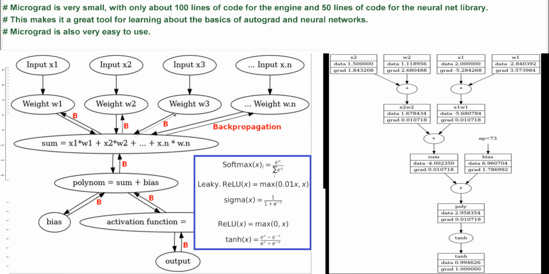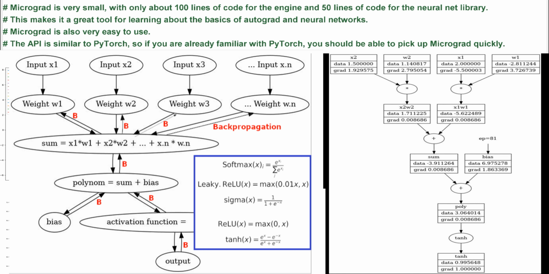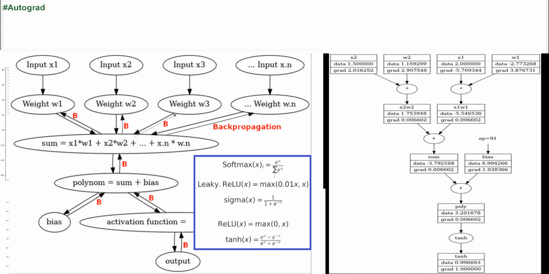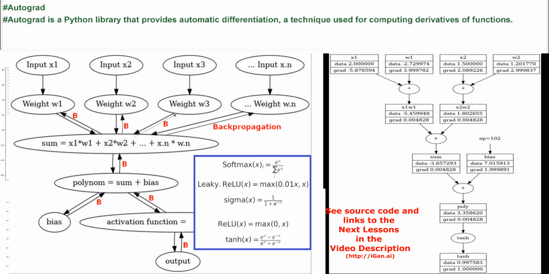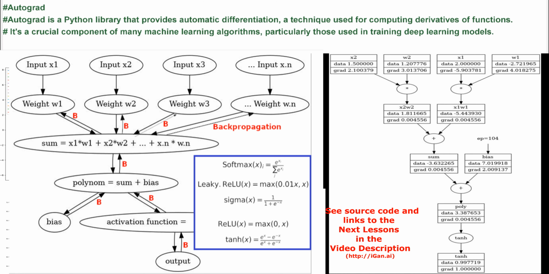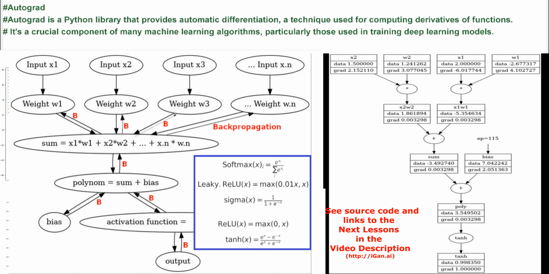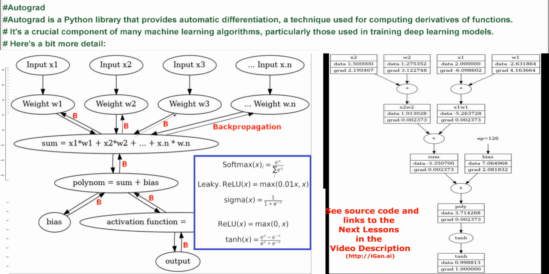Micrograd is also very easy to use. The API is similar to PyTorch, so if you are already familiar with PyTorch, you should be able to pick up Micrograd quickly. Autograd. Autograd is a Python library that provides automatic differentiation, a technique used for computing derivatives of functions. It is a crucial component of many machine learning algorithms, particularly those used in training deep learning models.